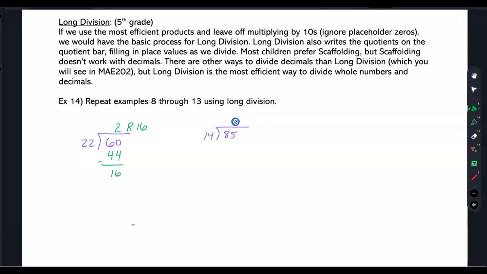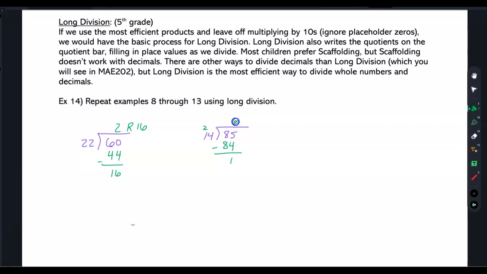We saw, oh, you got 15 left. That means it's going to go in just one more time. So we erase and we try it again. So then let's do 6. 6 times 4 is 24. 6 times 1 is 6, plus 2 is 8. And then we subtract and we get a remainder of 1.